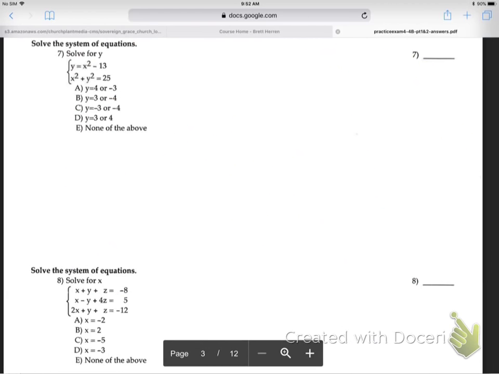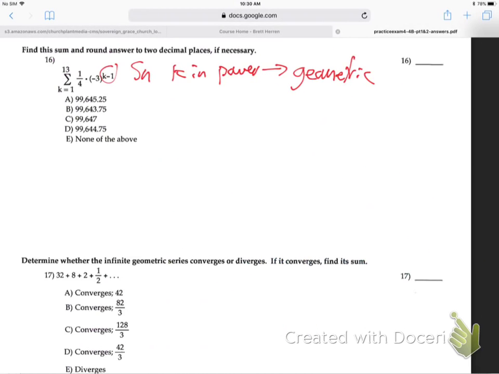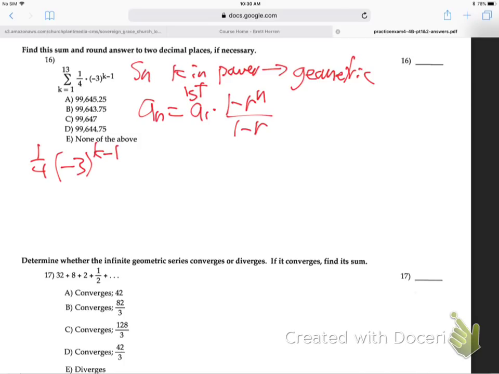So S sub n is A1 times 1 minus r to the n over 1 minus r. A1, as you know, is the first term. So what's the first term? We better crank out the first term. I'm going to write 1 fourth times minus 3 to the k minus 1. That's the formula, and I better find the k equals 1 first term.